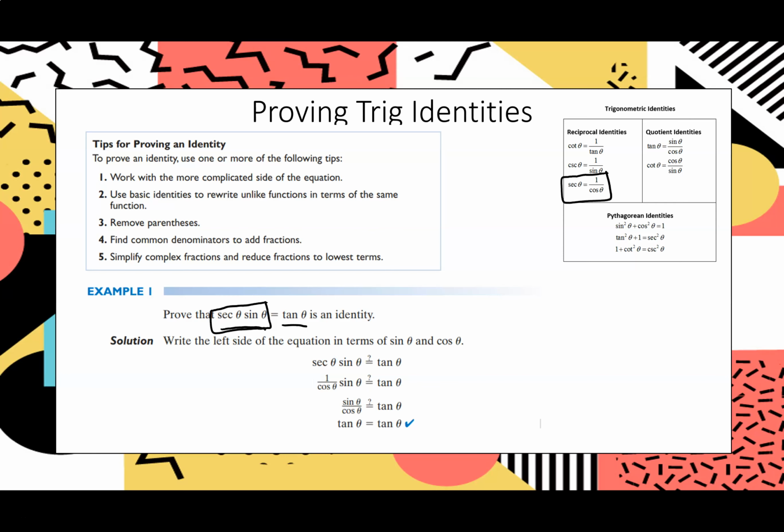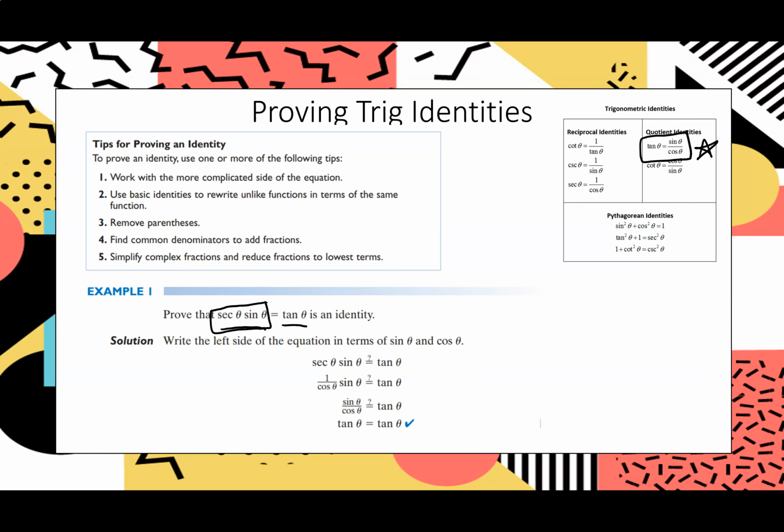Now, 1 over cosine times sine, if you want to put sine over 1, you can, and multiply those two fractions. 1 times sine gives me sine, and cosine times 1 gives me cosine. So all I've done in this particular step to get from here to here is multiply those fractions. And then what is sine over cosine? Well, sine over cosine, if we go right here, is the same thing as tangent. So instead of writing sine over cosine, I can write tan.